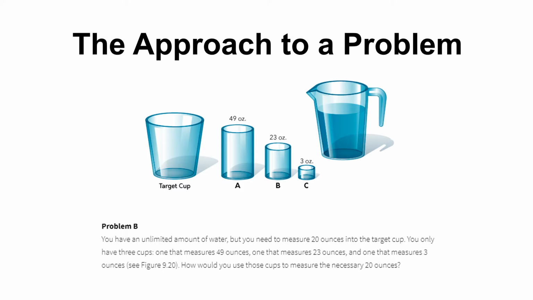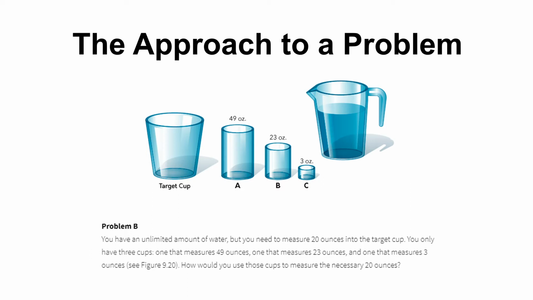But what we've actually encountered here is a mental set. Our prior experience, having experienced problem A first, predisposed us to solving this problem the same way. However, we didn't need to use cup A at all. If we take a step back, we could have just used cup B and subtracted cup C. So 23 minus 3 is 20. That would have been a lot less work.